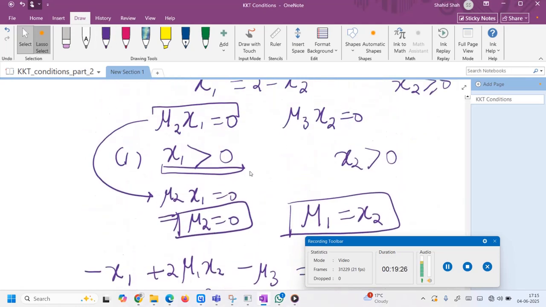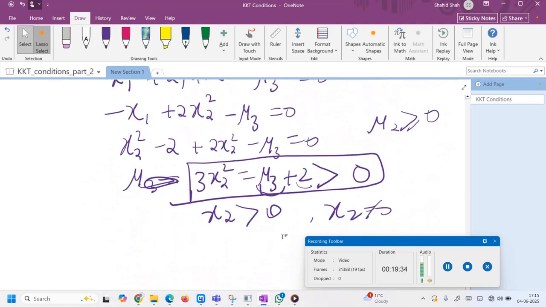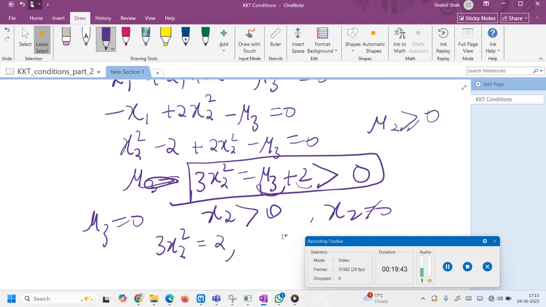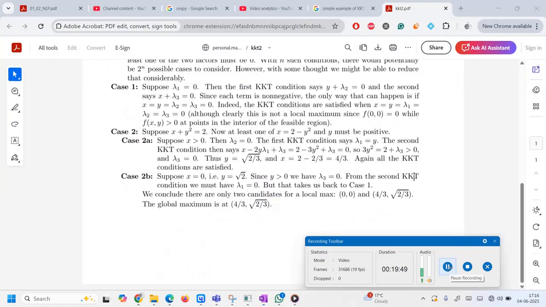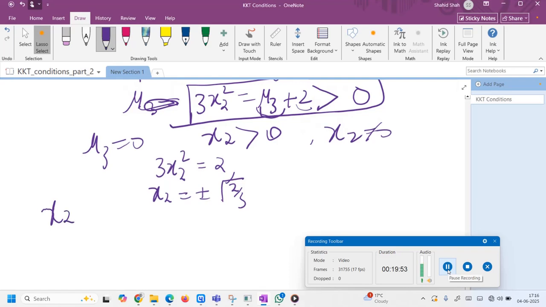When x2 cannot be 0, what will this equation lead to? It means that mu3 is also equal to 0. So what will be the solution now? mu3 is also 0. Then 3x2 square is equal to 2, or x2 is plus minus root 2 by 3. And you know that x2 cannot be negative. x2 has to be greater than 0 given the constraint.